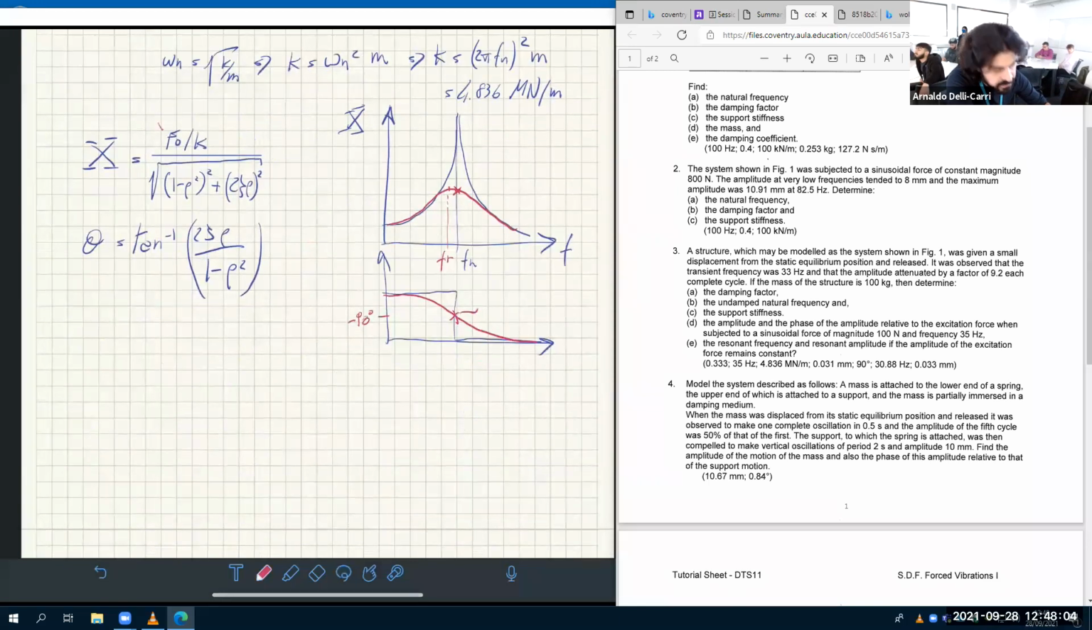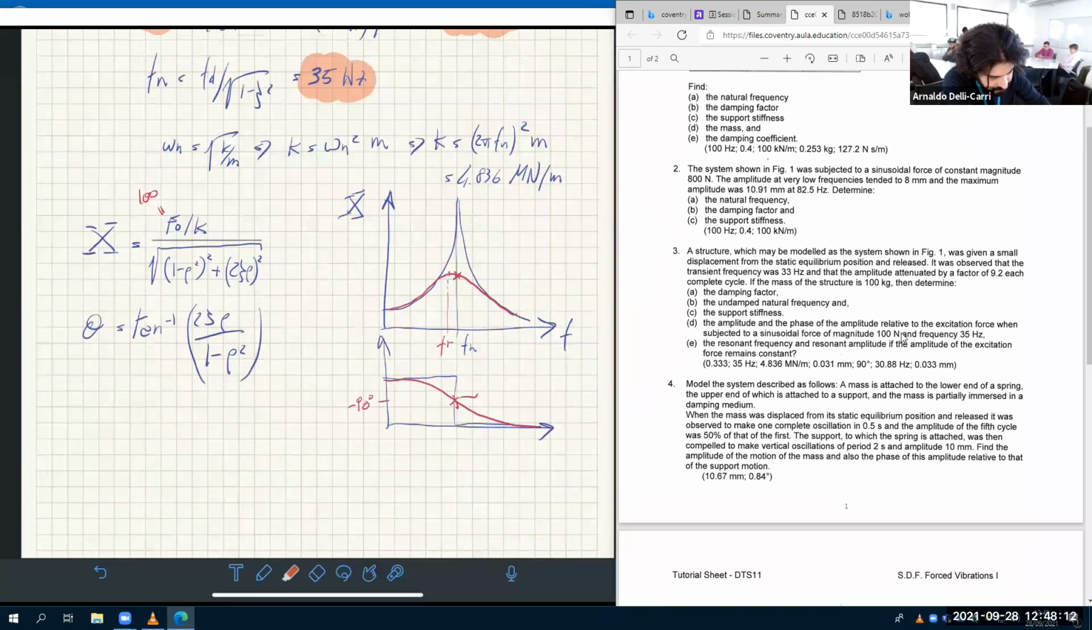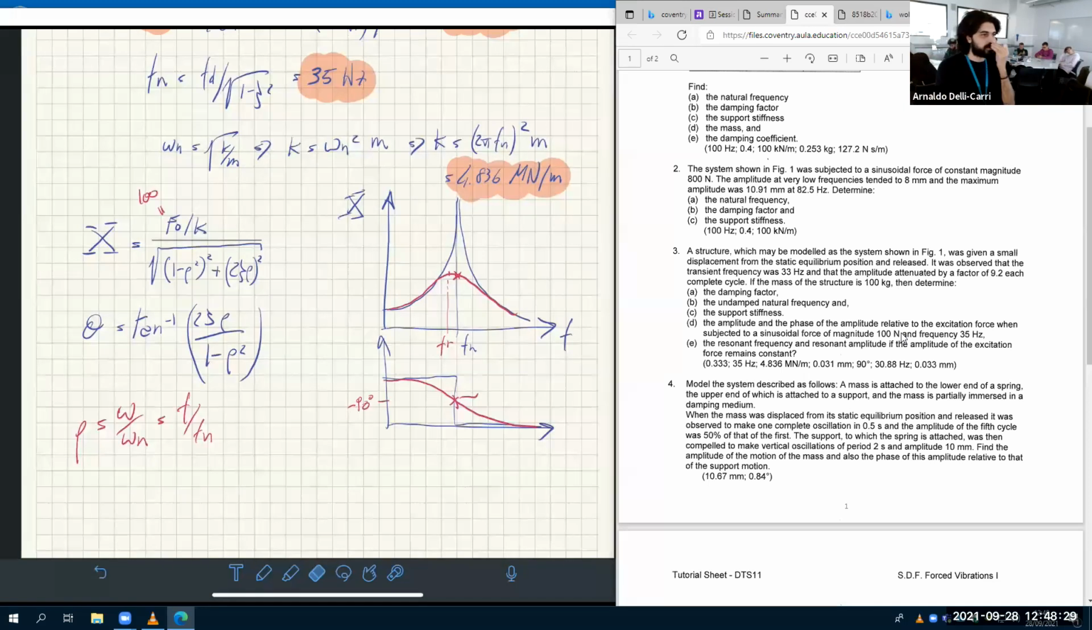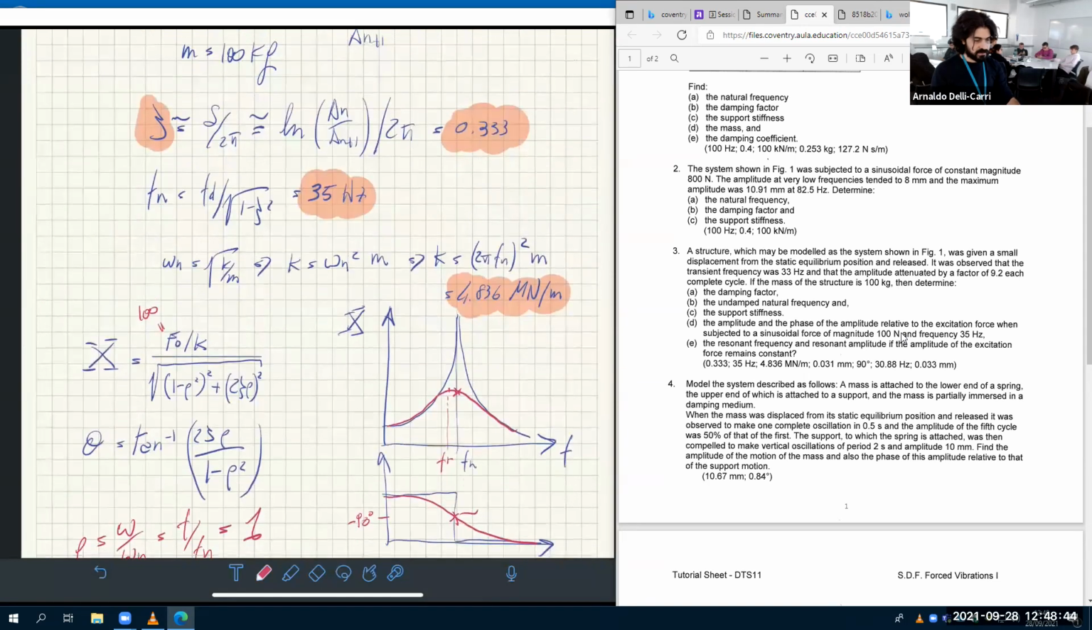F0 is 100 newtons. K is given. Well, K is this. What is rho? Rho, remember, is omega over omega n, which is also f over fn. Agreed? Because it's divided by 2 pi on both sides. The 2 pi goes away. So f is 35. Fn is 35. So rho is 1 in this case. Zeta is 0.333.